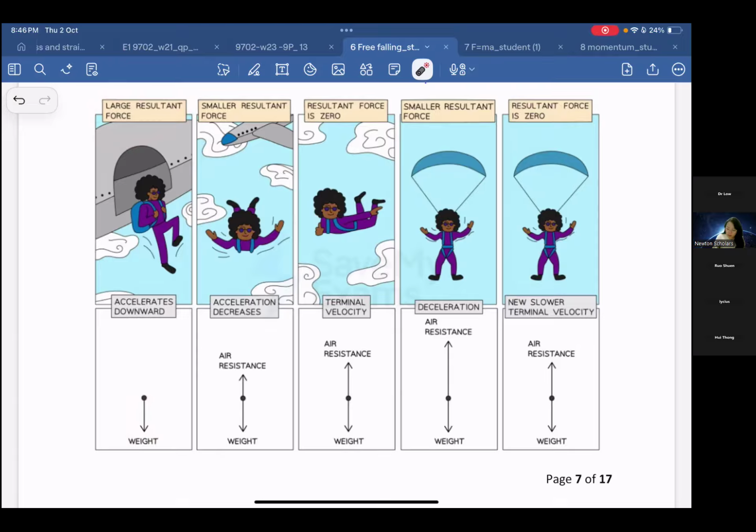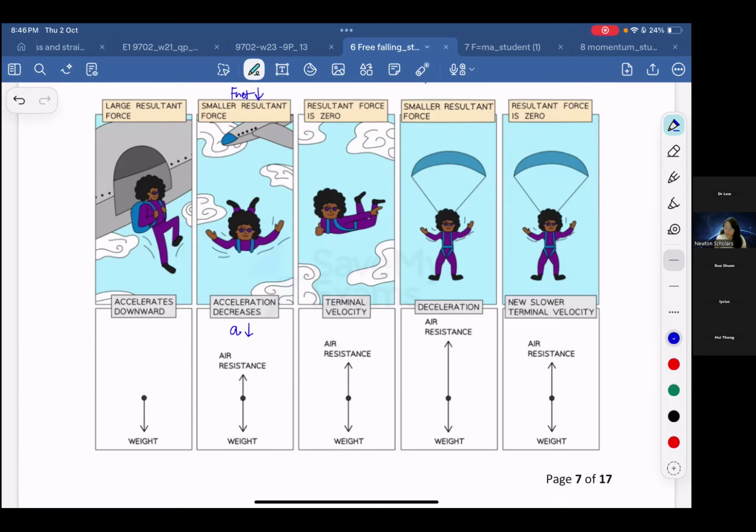After jumping out, after a short moment, we start to have air resistance. Air resistance is small, weight is still the bigger one. So you will find that your resultant force decreases. Your resultant force, or net force, decreases, so your acceleration decreases. It still accelerates, but not that fast. So we say acceleration decreases.